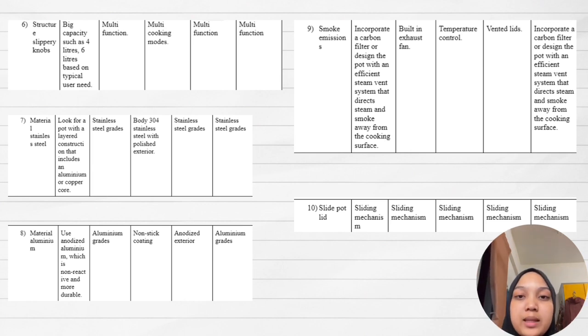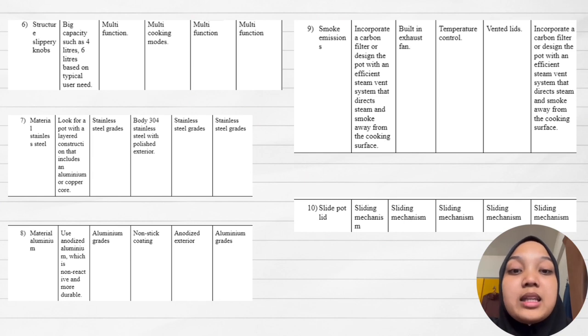For the problem from material aspects, stainless steel has been used, so we need to look for a pot with a stainless steel layer construction that includes aluminium or copper, stainless steel grade, and find a body of 304 stainless steel with a polished exterior. Another material that has been used for the pot is aluminium. So the solution is we need to find a good aluminium grade and find a non-stick pot based on good aluminium that has been provided.